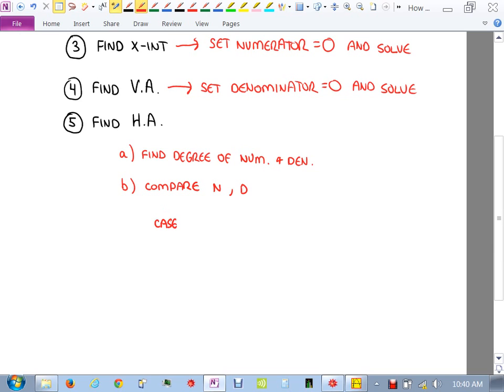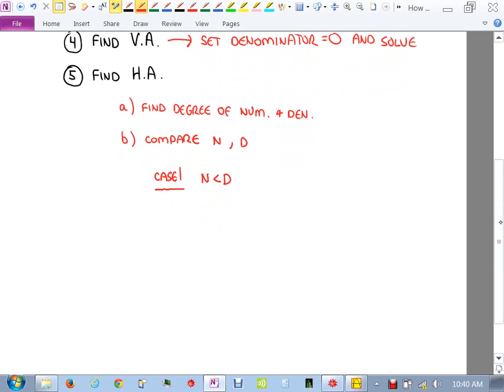Case 1. If the numerator's degree is smaller than the denominator's degree, so if the power on top is smaller than the power on the bottom, y equals 0, which is the x-axis. Right? Y equals 0 is a horizontal line. That's the x-axis. That's your horizontal asymptote.